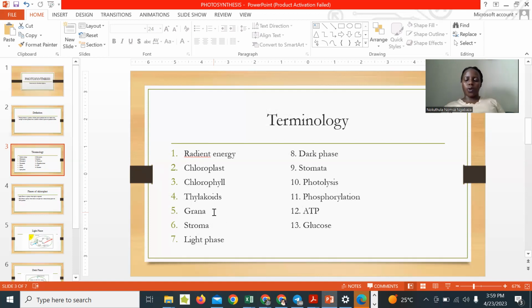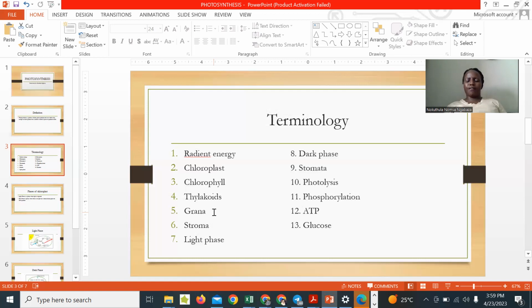So when you're looking at your grana, it is made up of a stack of thylakoids, which simply means you're going to have thylakoids piled or stacked on top of each other. That is the proper term I can use. The thylakoids are stacked on top of each other, and therefore what we call a grana. So it is the grana that allows your light phase to occur.